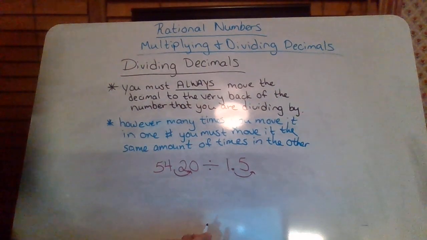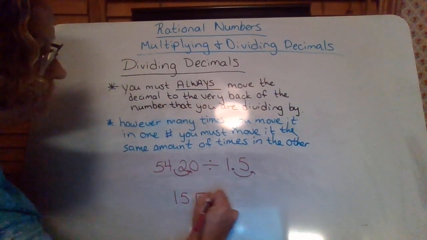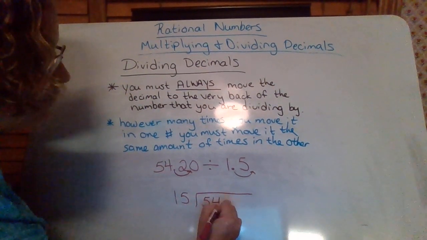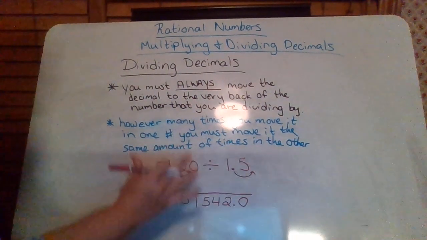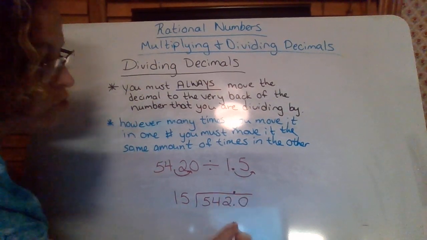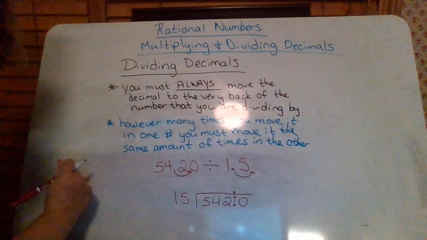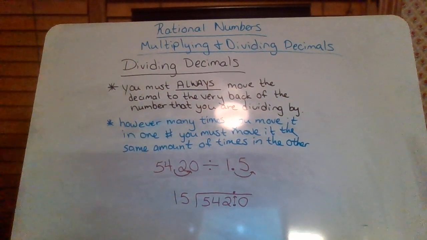So this means that now I have 15 and I have 542.0. Once you've moved your decimals, you can then pull your decimal straight up from where it was. Straight up the stairs. It lines straight up. Okay? Now I can do my division.